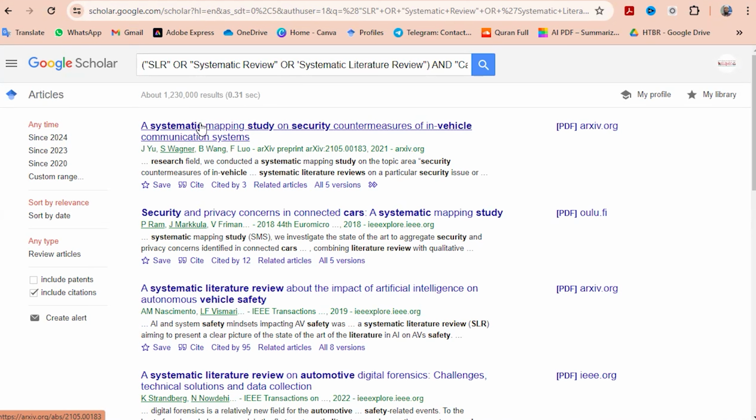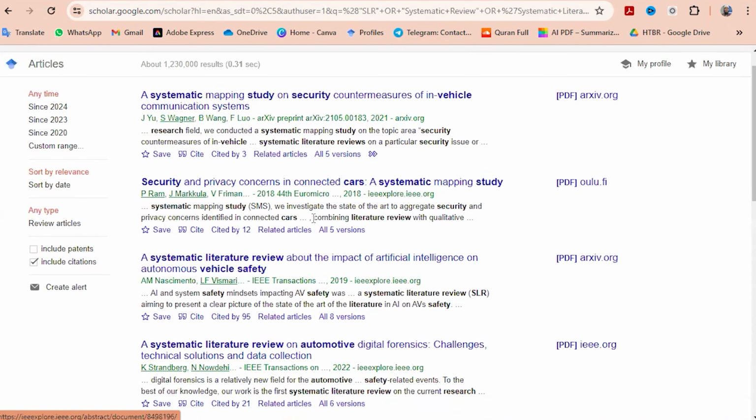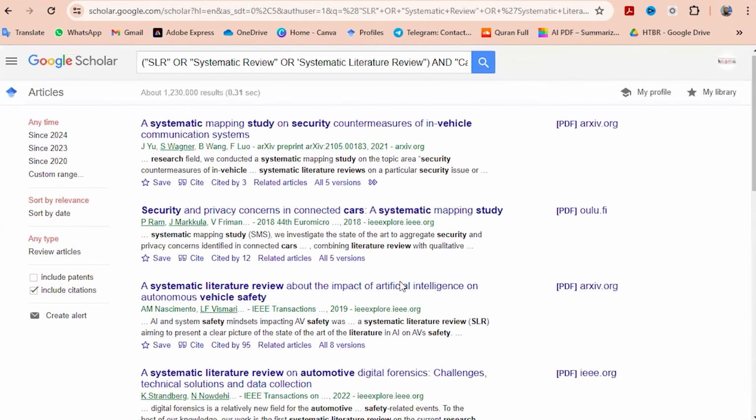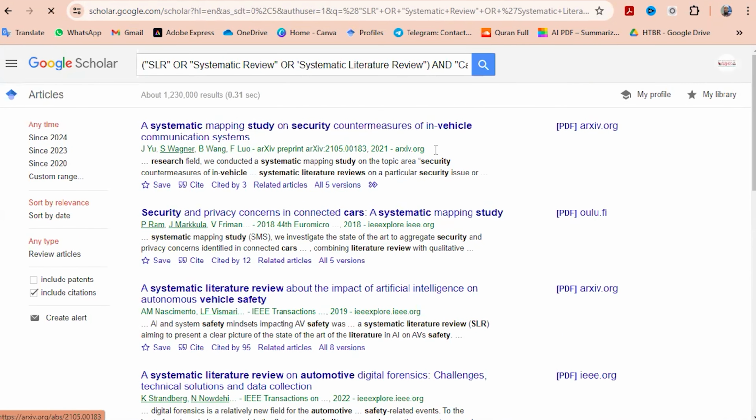Understood? Because we have studied maybe 4 lectures only on systematic literature review. 4 lectures, each lecture 1.5 hours. Am I right? So it is not easy to cover everything. So just for example, this one: a systematic literature review about the impact of artificial intelligence on autonomous vehicles. This may help you.